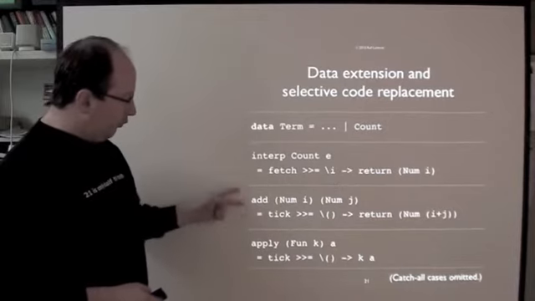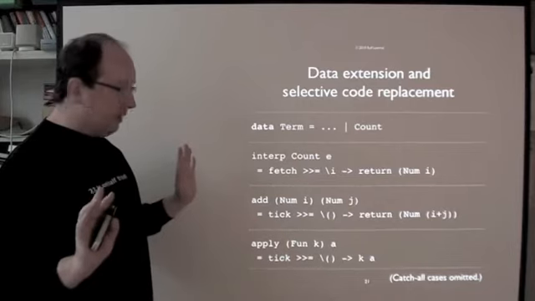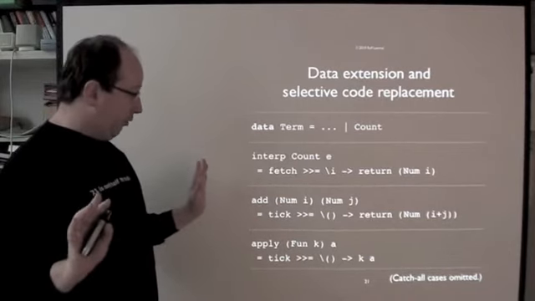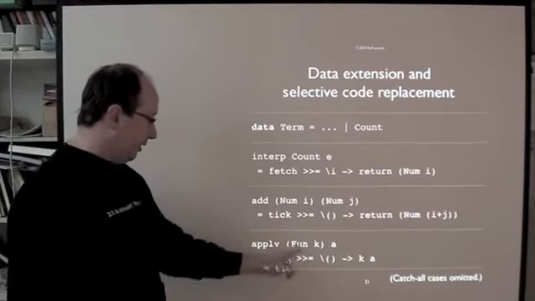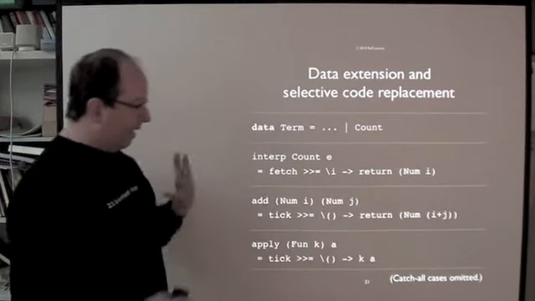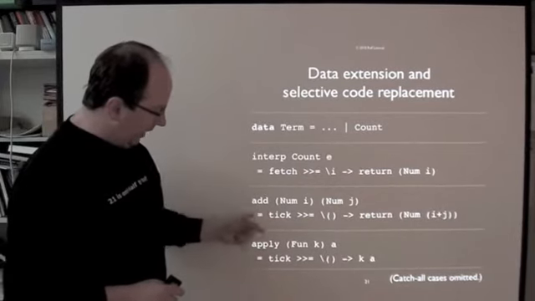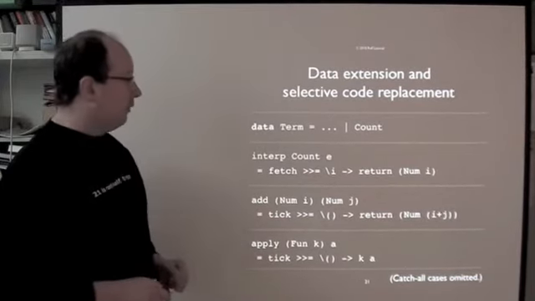And then, how do we rewrite the add and the apply function? Well, we basically do the same business as before, so we check that these are numbers or that this is a function, and then do application or do addition, but before we return the result, we perform a tick to increase the reduction count.